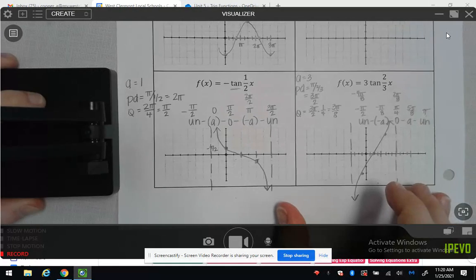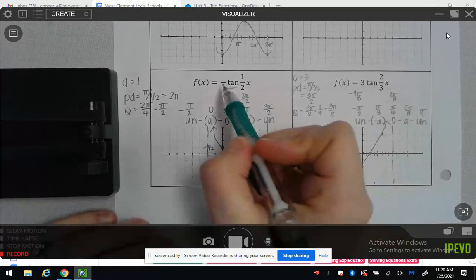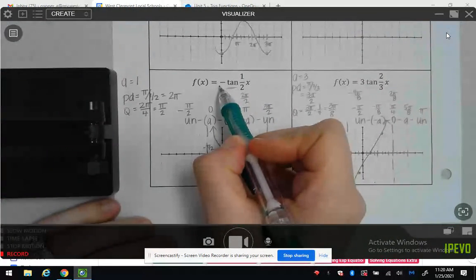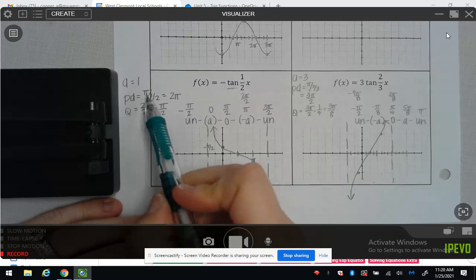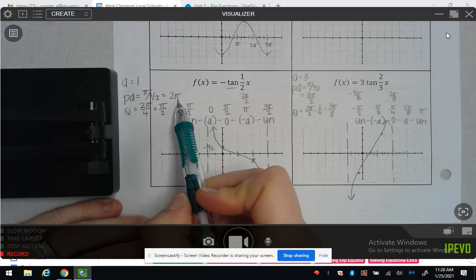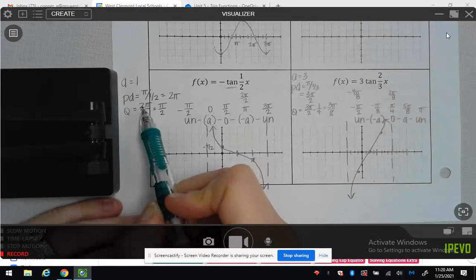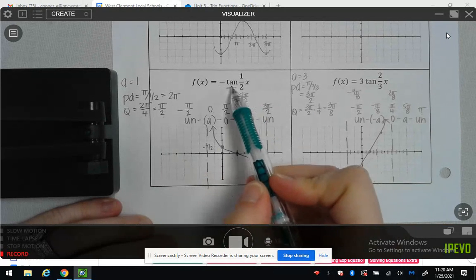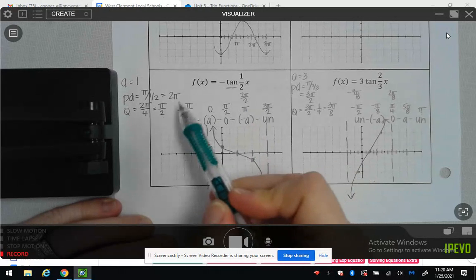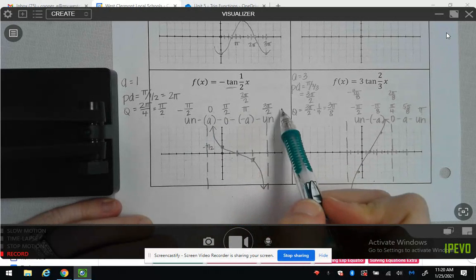The last two are tangent graphs, but again, we have that negative, so we'll talk about that in a second. It's -1, so my amplitude is 1. Remember, tangent's different. Period is pi divided by b, so pi divided by 1/2 is 2 pi. Quad is period divided by 4, so pi over 2. But remember, tangent, you start at negative pi over 2 and add your quad.